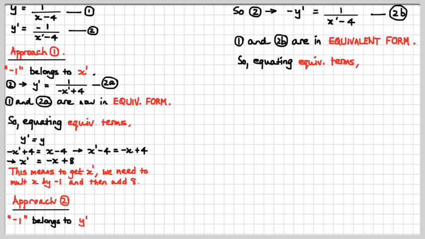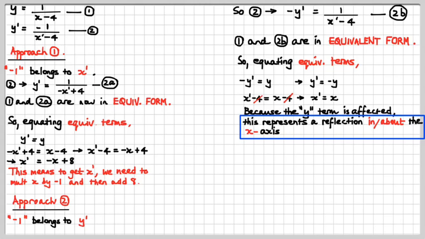So I can say that therefore, equating equivalent terms, minus y dashed equals y, and x dash minus 4 equals x minus 4, and I'm going to solve them both. Make the subject x dash and y dashed. That's the y dashed, that's the x dashed. Now that's looking very nice because I can see a reflection there, just a single reflection. No translation is happening here. That single reflection is about the x-axis. So therefore the y term is affected, therefore this represents a reflection about the x-axis.